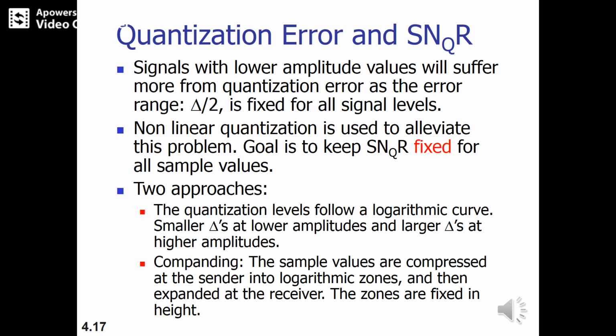So quantization error affects the SNR. The signal with lower amplitude values will suffer more from quantization error, as the error range is delta by 2. So we have two approaches. In non-uniform quantization, the quantization levels follow a logarithmic curve, with smaller deltas at lower amplitude and larger deltas at higher amplitude. Next is companding. The sample values are compressed at the sender into logarithmic zones and then expanded at the receiver. These two approaches help minimize the quantization error.